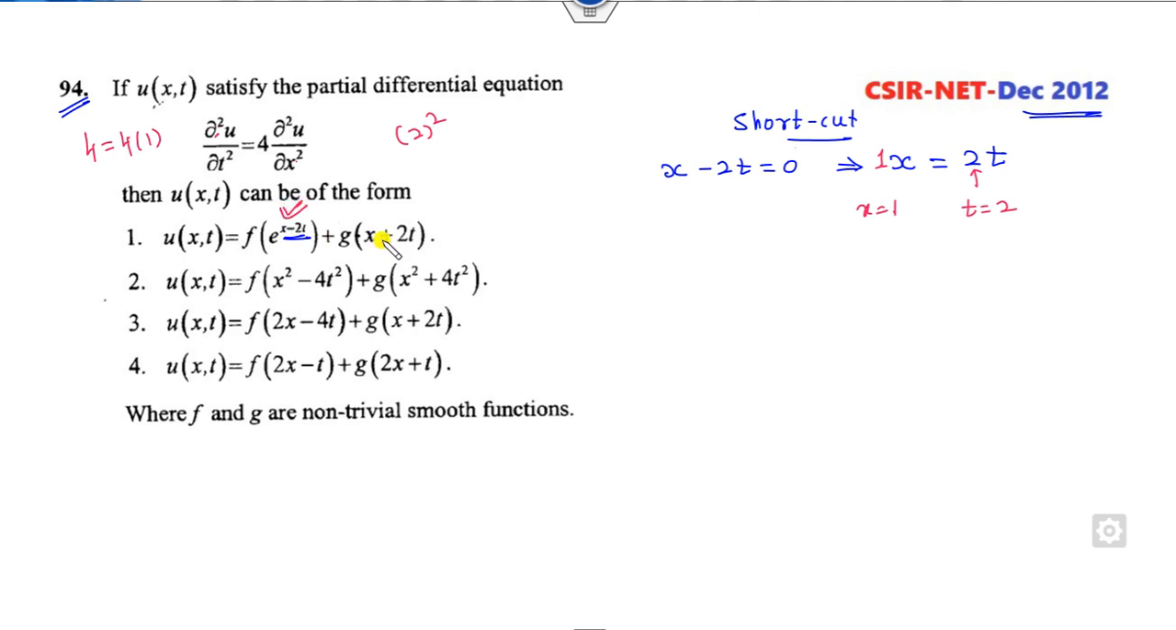So that is satisfied. Similarly here, if you substitute this, it will give you a minus. This is the value of t, and the coefficient of x is 1. So minus 2 whole squared is again 4. So this is the right answer.